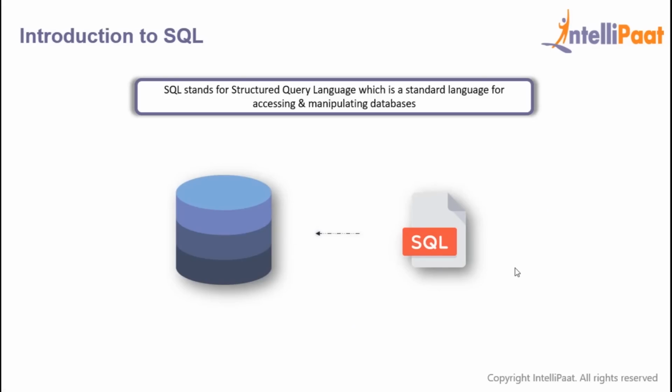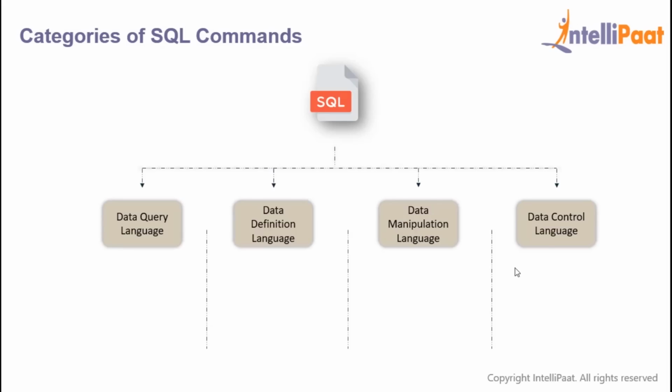Now let's finally understand what exactly is SQL. So SQL basically stands for Structured Query Language, and it is the standard language for accessing and manipulating databases. Or in simple terms, SQL helps you to communicate with a database. Now the SQL commands can be divided into four categories: data query language, data definition language, data manipulation language, and data control language. So the data query language comprises of just one command, select, though it can be accompanied with many clauses to compose queries against a database.